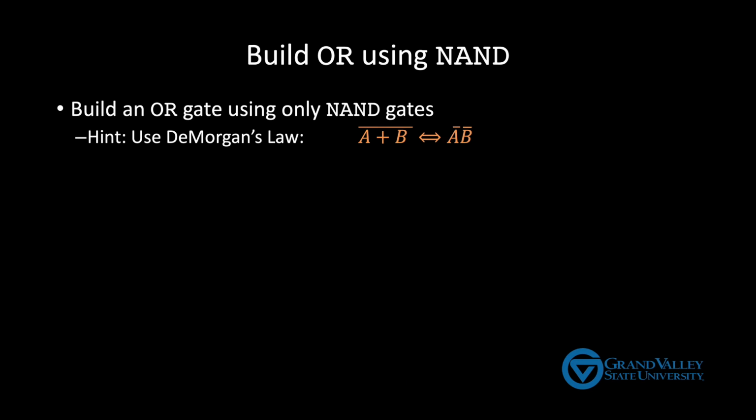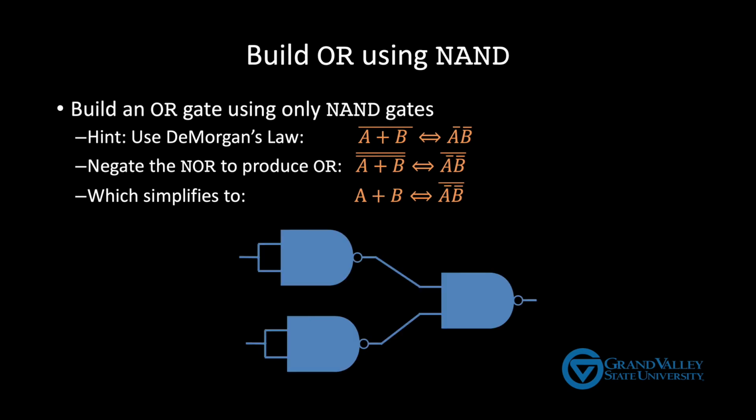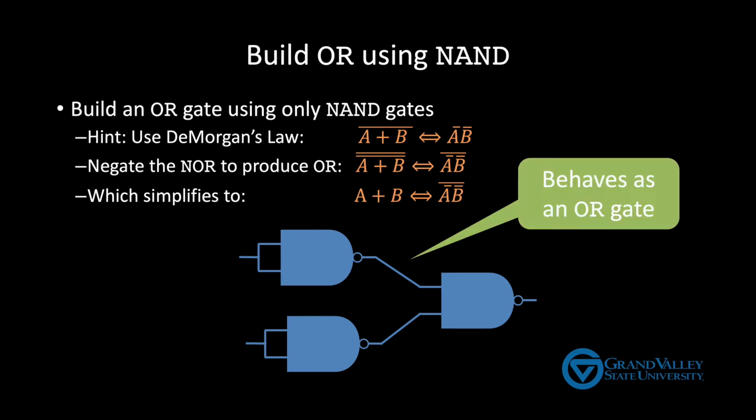All right, here's what you do. Negate both sides of this equivalence. When you do that, you end up with the OR you're looking for on the left side because the 2 negations simply cancel out. The right side is now a NAND, not A, NAND, not B, which we can implement like this. The 2 gates on the left are our NAND-based NOT gates, and then we can just use that single NAND gate on the right to tie them together. So this little subcircuit in blue behaves as an OR gate.